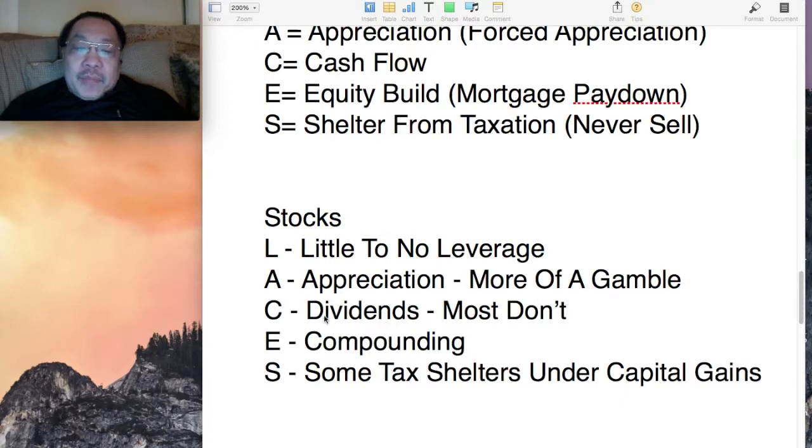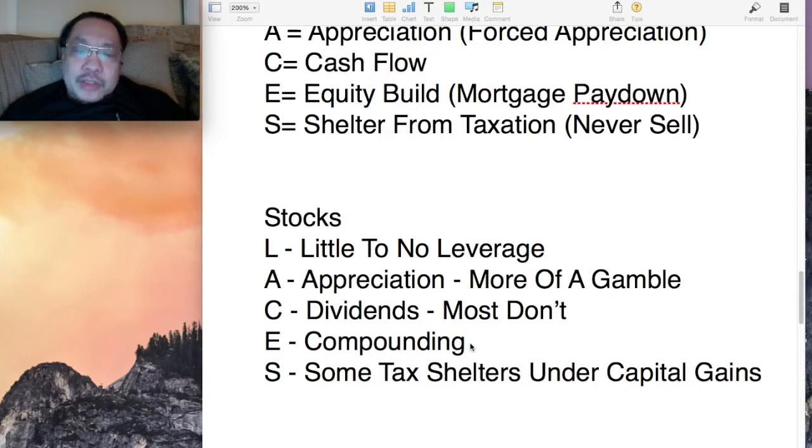C, cash flow. Yeah, you can make some dividends. Some stocks pay dividends, but most of them don't. And the dividends that you do get from these stocks are very small, and you can't really live off that, okay? E, for equity build, yeah. There's a little bit of equity build called compounding.